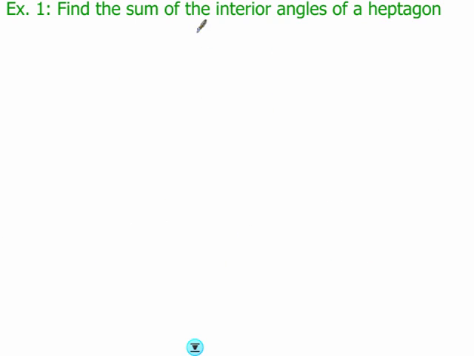Example 1 says, find the sum of the interior angles of a heptagon. I know a heptagon has 7 sides. So pretty easy. All I need to do is plug this 7 from my heptagon into my formula, 180 times n minus 2, n being 7. That's 180 times 5, 900 degrees. Pretty simple.